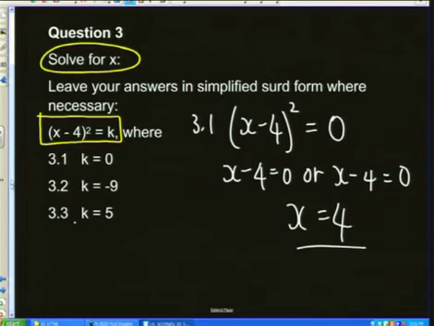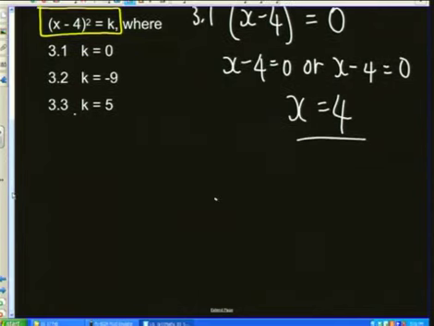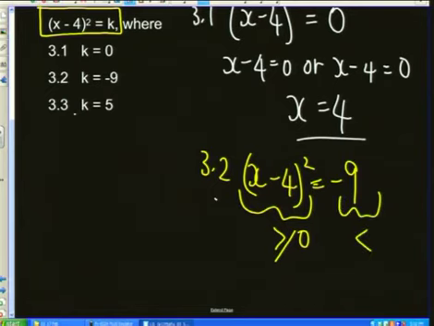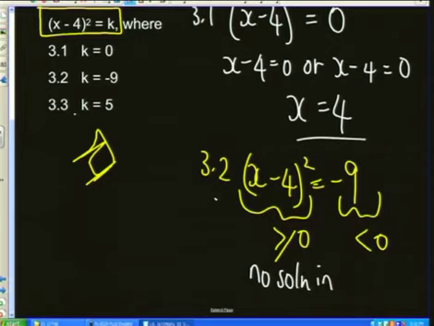Now, the next one is interesting, because if we write it down as x minus 4 squared is equal to negative 9, then just by writing down the equation, there's a contradiction here. This value is always positive. This value is negative. So there is a contradiction here. I am not able to find an x so that this is true. This is actually going to be a non-real solution. So I would say no solution in the real numbers. I can find a non-real one.